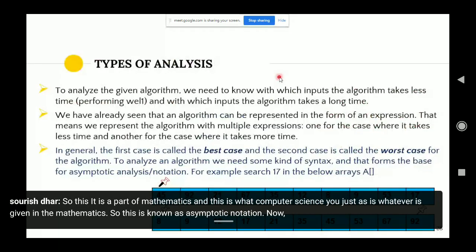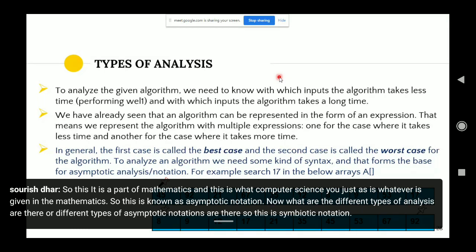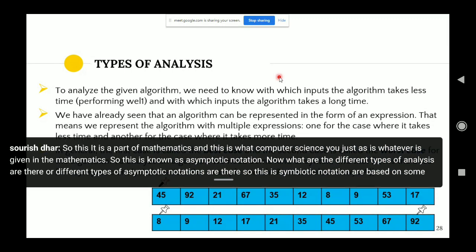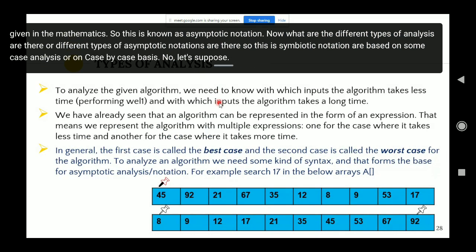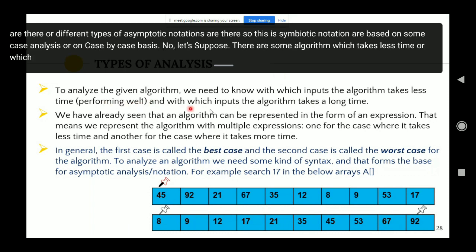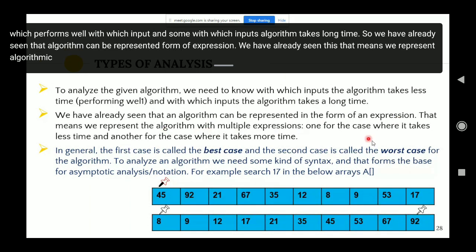Now, what are the different types of analysis, or different types of asymptotic notations? These asymptotic notations are based on case by case analysis. Let's suppose there is some algorithm which performs well with some inputs, and with some inputs the algorithm takes a long time. We have already seen that an algorithm can be represented in the form of an expression. That means we represent an algorithm with multiple expressions, one for the case where it takes less time and another for the case where it takes more time.